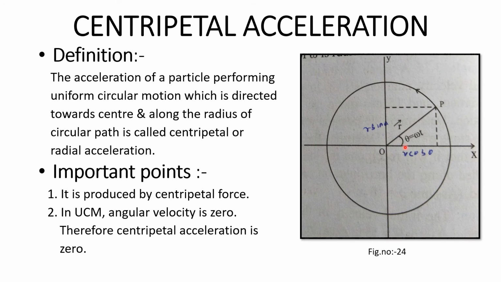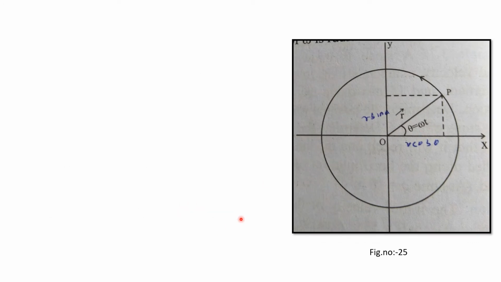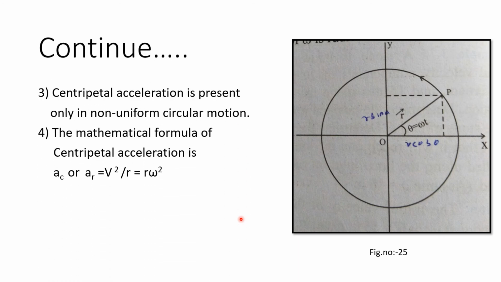It means that centripetal acceleration is present in a non-uniform circular motion. It is present in non-uniform circular motion. Another thing is that centripetal acceleration is present only in non-uniform motion. It is not present in a uniform circular motion.